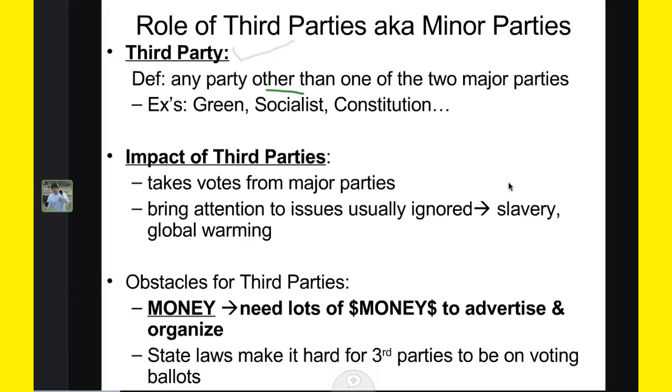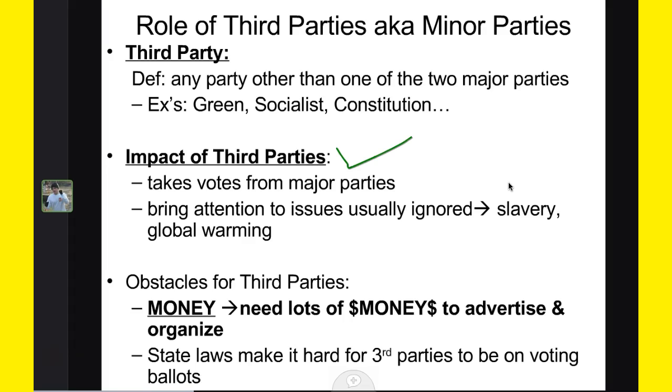So right now, you might have heard of maybe the Green Party or the Socialist Party or the Constitution Party or the Reform Party. These are all political parties. They're trying to win elections and gain power in government. But as of right now, they don't have very much power. They don't have much money. They don't have much support.